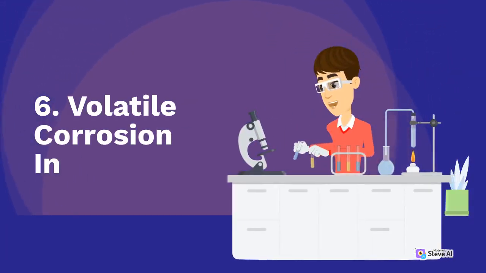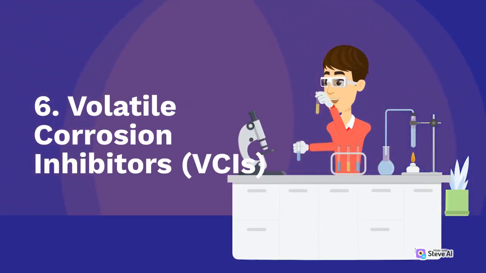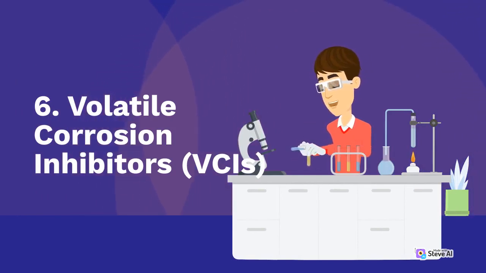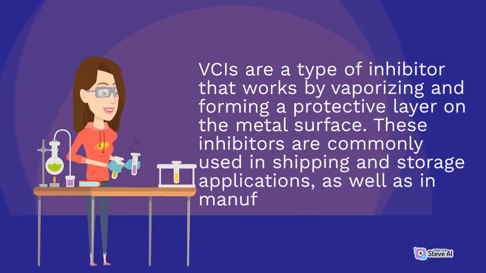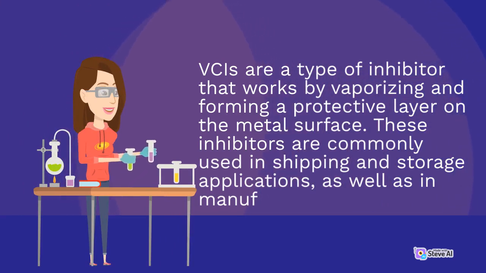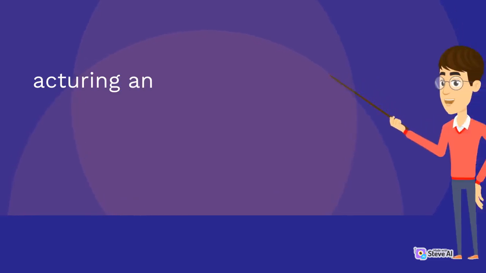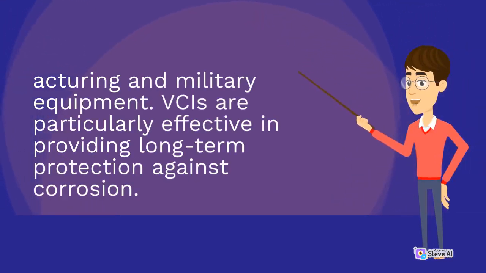6. Volatile corrosion inhibitors, VCIs. VCIs are a type of inhibitor that works by vaporizing and forming a protective layer on the metal surface. These inhibitors are commonly used in shipping and storage applications, as well as in manufacturing and military equipment. VCIs are particularly effective in providing long-term protection against corrosion.